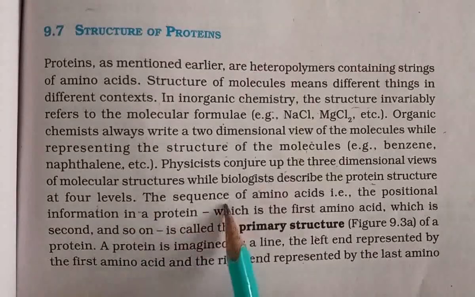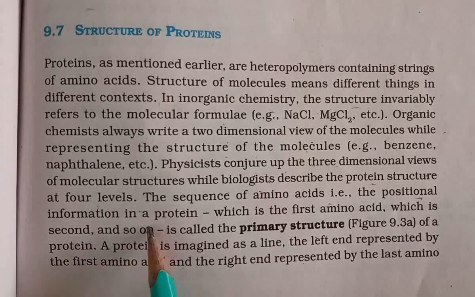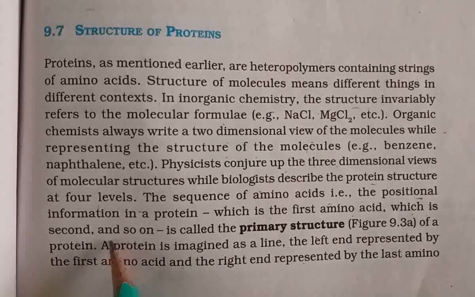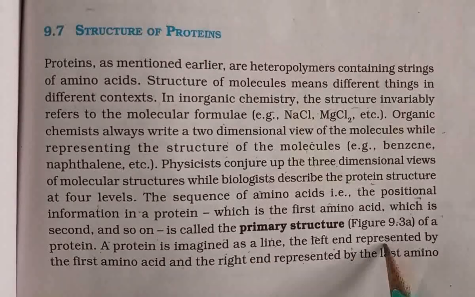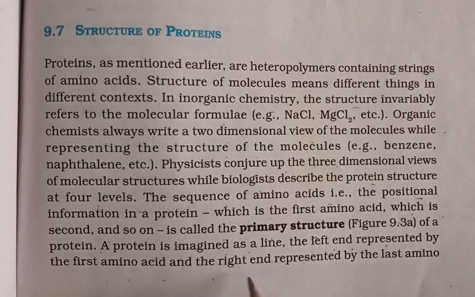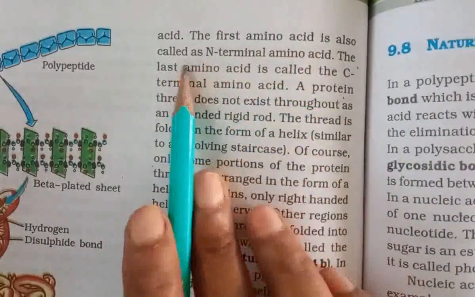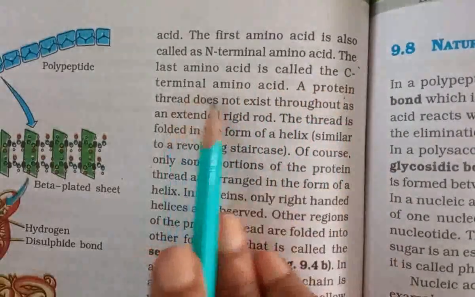The sequence of amino acids, that is the positional information in a protein, which is the first amino acid, which is second, and so on, is called the primary structure of the protein. A protein is imagined as a line, with the left end represented by the first amino acid and the right end represented by the last amino acid. The first amino acid is also called the N-terminal amino acid. The last amino acid is called the C-terminal amino acid.